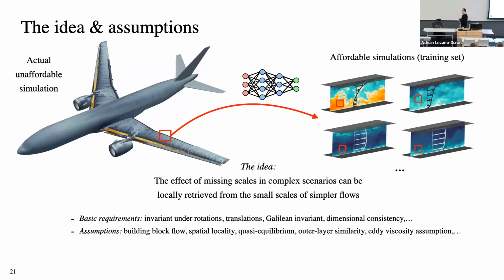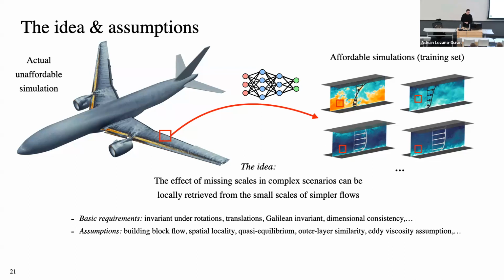On top of that is the building block flow assumption. There are other requirements that I'll go over very briefly, because these are just things that you always need in a model. It has to be invariant under rotations and translations. It has to be Galilean invariant. It has to be dimensionally consistent. And these are not assumptions. If you don't have these, then your model will break, or I can break it very easily. The main assumption is what I just described.